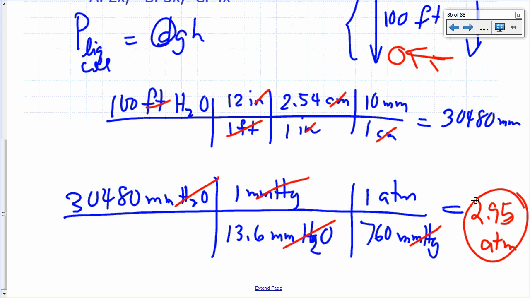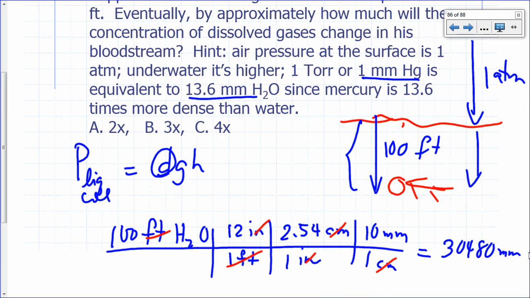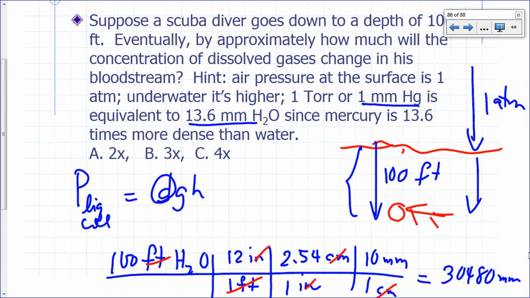That's in addition to the pressure due to the 1 atmosphere above the ocean, right? So what total pressure are you subjecting yourself to when you go 100 feet underwater? About 2.95 plus 1, that's about 4 atmospheres. So if you're subjecting yourself to 4 times more pressure, what happens to the solubility of the gases in your bloodstream? It will be 4 times as much. So if you're breathing in that oxygen from your scuba tank, you can get 4 times as much oxygen, 4 times as much nitrogen in your bloodstream underwater.